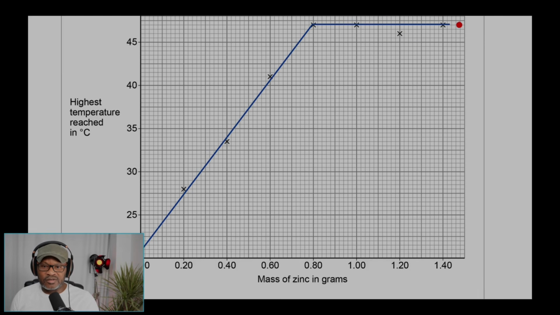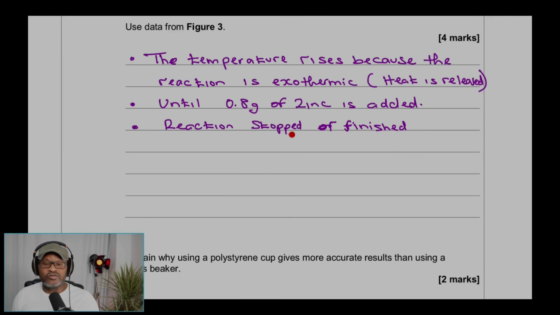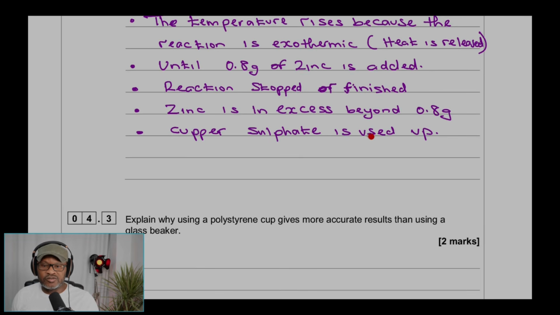And the reaction just stops. Reaction stopped and finished. Zinc is in excess beyond 0.8 grams. So any more zinc you're adding is not reacting. Copper sulfate is used up.